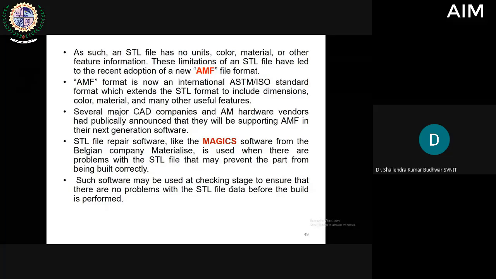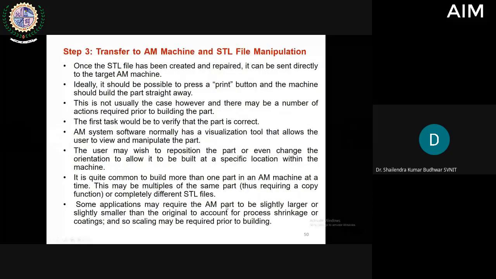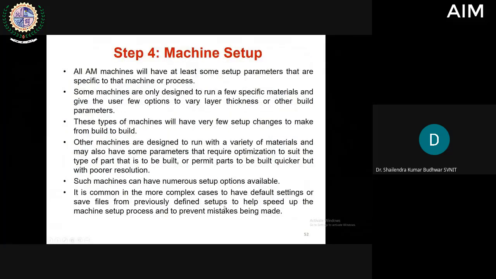Now there may be some errors in this STL file, and that is checked by using software like Magics. It is the proprietary software of the Belgian company Materialise. This software is used to check errors in STL file data. Then transfer of the STL file to the AM machine and STL file manipulation. This is the next step. Then machine setup. You need to set up some parameters of that machine like layer thickness.